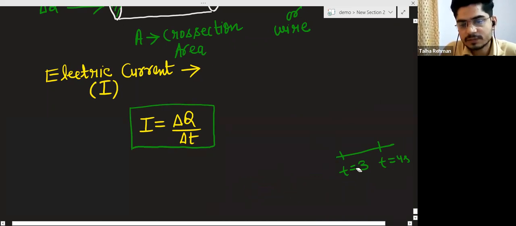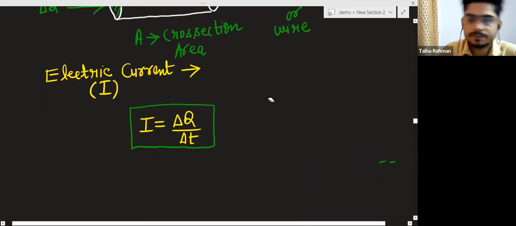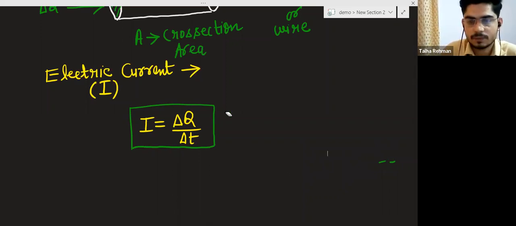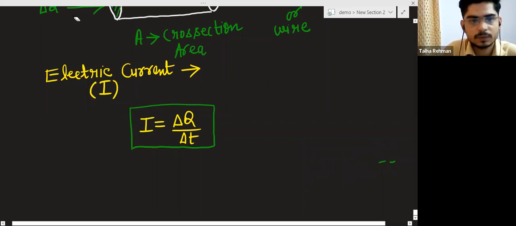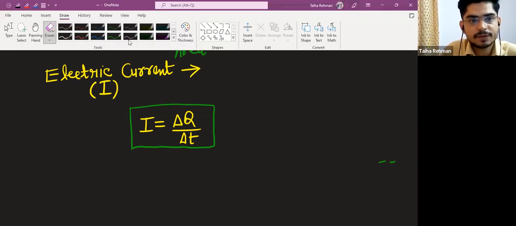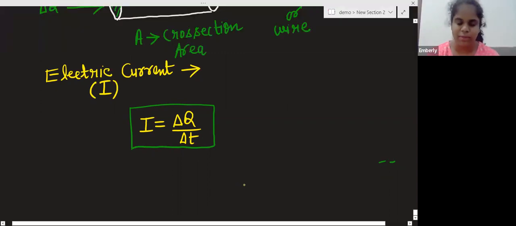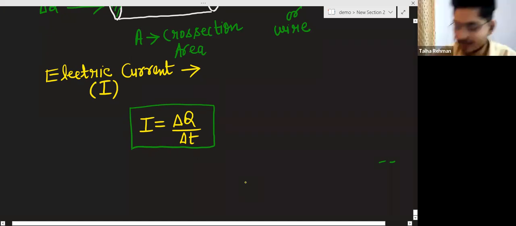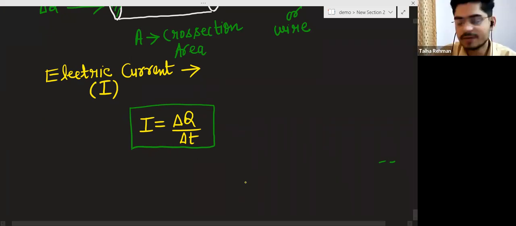Instantaneous means at a point of time. And one more thing, do you know vectors? Yeah, class 11. Somewhat, I remember. Okay, no problem. So vectors are the physical quantities which have magnitude as well as direction.